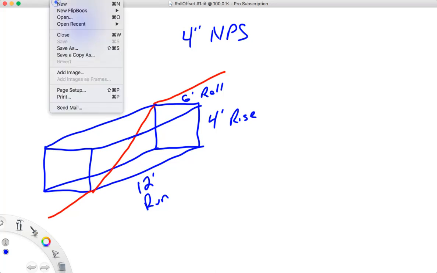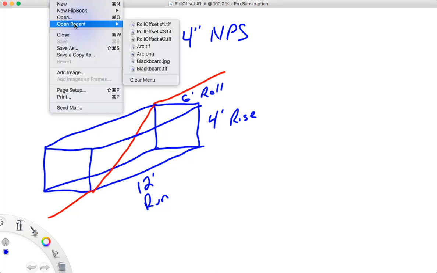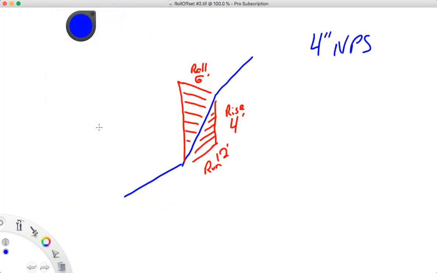Another way to display the same rolling offset looks like this. This is what you're most likely to see on a drawing. Okay, this is perfectly vertical, and this shows how much off of vertical the pipe has rolled. 6 feet. Your 12-foot run and your 4-foot rise.